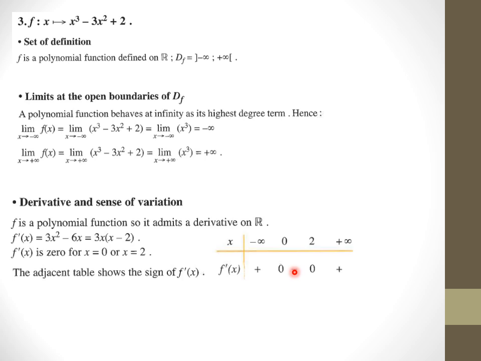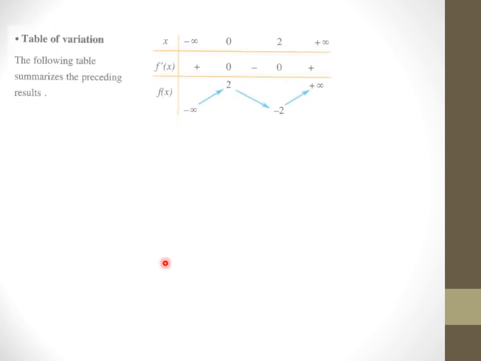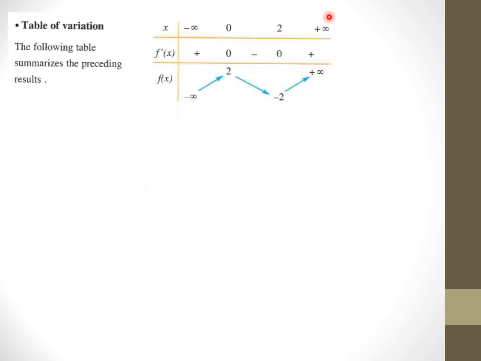And now we're going to do the variation. In the table of variation, we're going to put the domain, which is from minus infinity to plus infinity, the two roots 0 and 2, plus minus plus. The derivative is positive, so the function is increasing. The derivative is negative, then the function is decreasing. And the derivative is positive, so the function is again increasing. At minus infinity we got minus infinity, at plus infinity we got plus infinity. So the function is increasing from minus infinity to a point which is 0, 2, then it's decreasing to a point which is 2, minus 2, and then it's increasing to plus infinity.